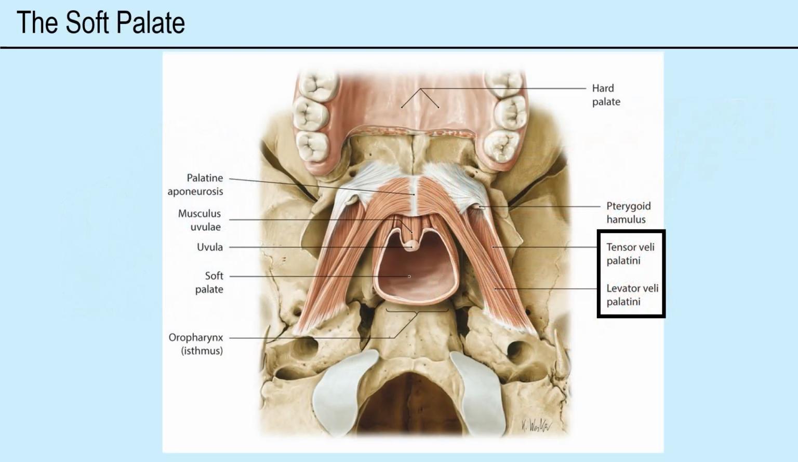There are no bony components in the soft palate, but 5 paired muscles allow the palate to move. The tensor veli palatini and the levator veli palatini are 2 muscles that arise from the base of the skull and descend into the palate. During swallowing and yawning, these muscles tense and elevate the soft palate.